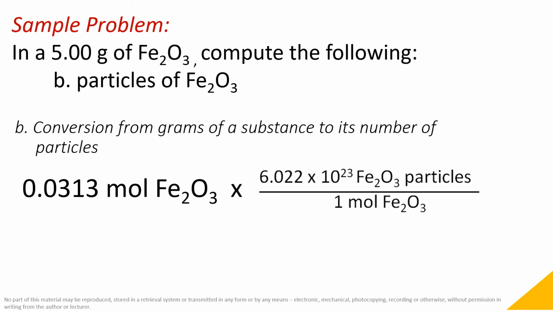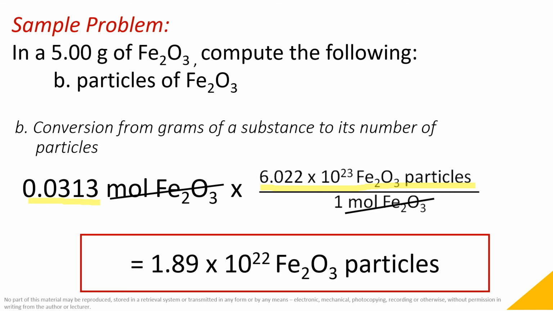Now, we're going to cancel out the similar units, which is the mole of ferric oxide, and we calculate 0.0313 multiplied by 6.022 times 10 raised to the 23rd particles, and the answer would be 1.89 times 10 raised to the 22nd power ferric oxide particles. Okay, now let's move on with letter C.